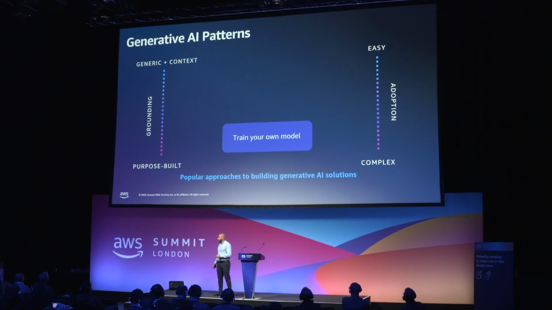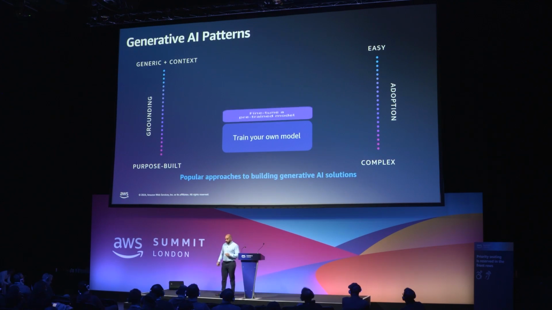So the first way is to train your own model from scratch, and you can train it on your custom data. This is useful for very domain-specific use cases. For example, Bloomberg has built an LLM called Bloomberg GPT specifically for financial services.